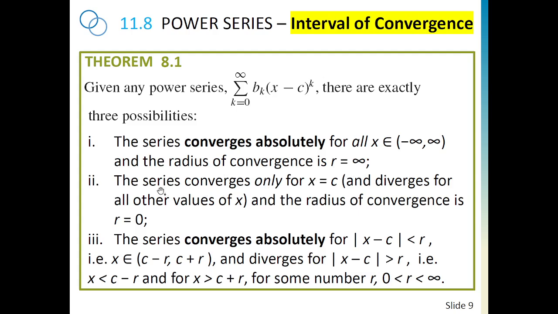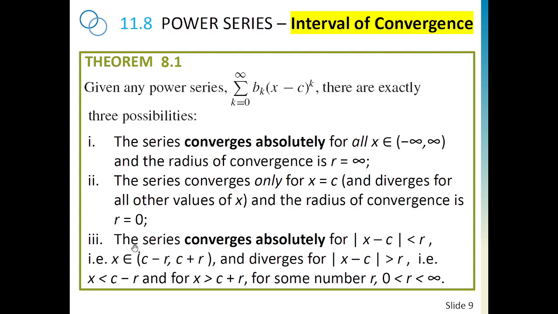Now, in some cases, it might happen that the series converges only at the center. So if I put x equals c, that's the only value of x for which the series converges. It might happen. So in that case, the series converges at the center and nowhere else, and we will say the radius of convergence is 0 because it's just a dot.